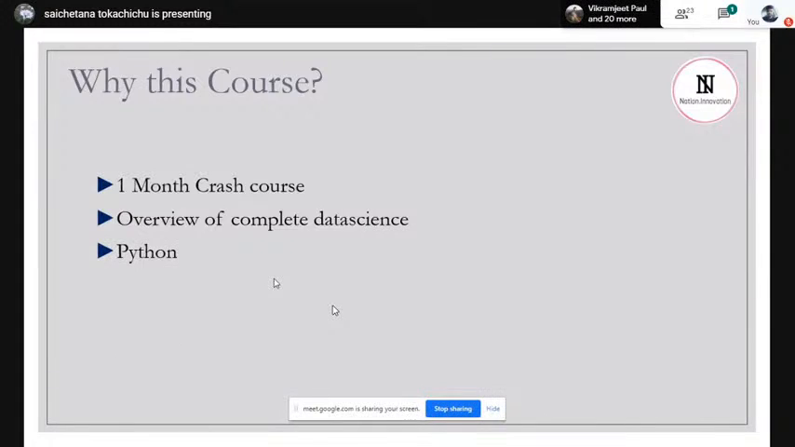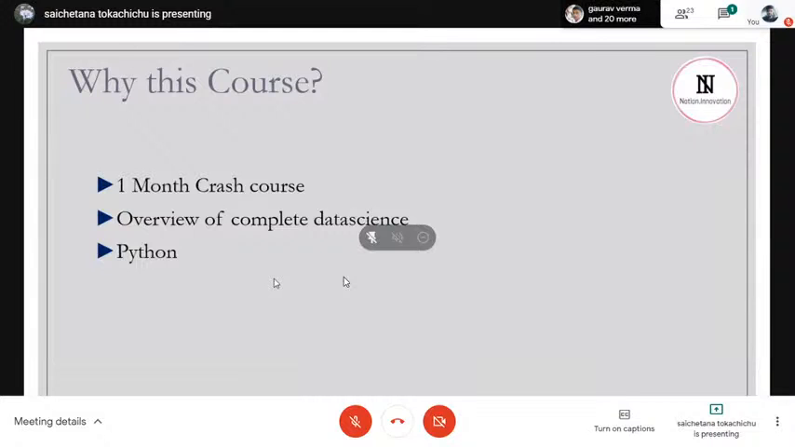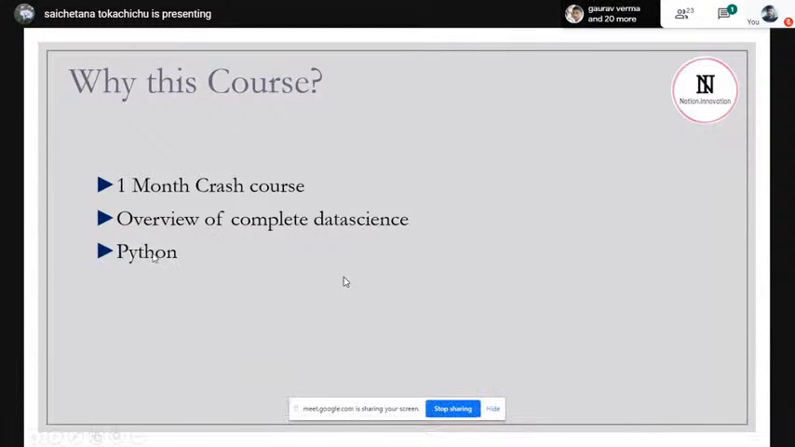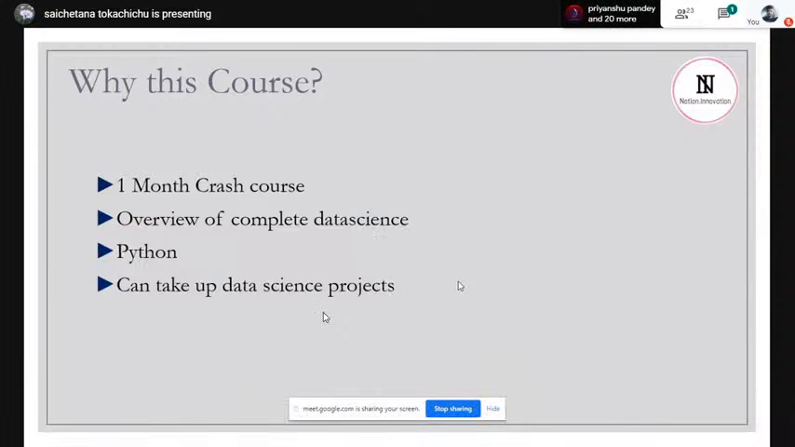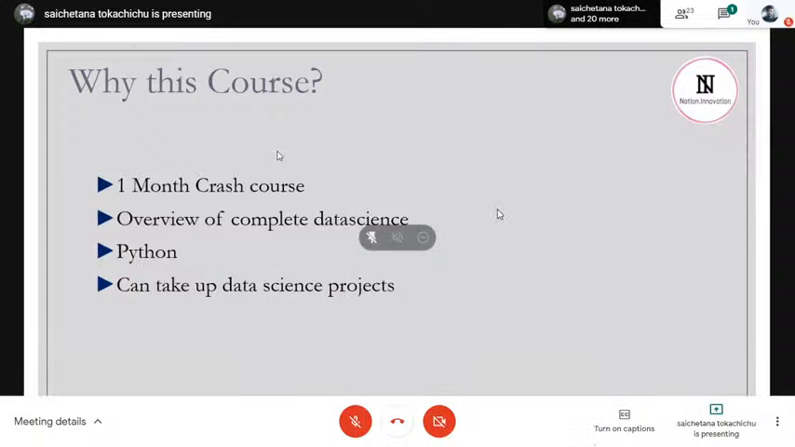Then we'll be using Python. Those who are new to this will be learning a new language known as Python. And those who already know it will be getting to know about how it is being implemented in data science. And right now, Python is a trending language for data science. So that's a plus point. And then at the end of the day, you can take up your own data science project. So this is what we are going to do, and this is the benefit of taking up this course.